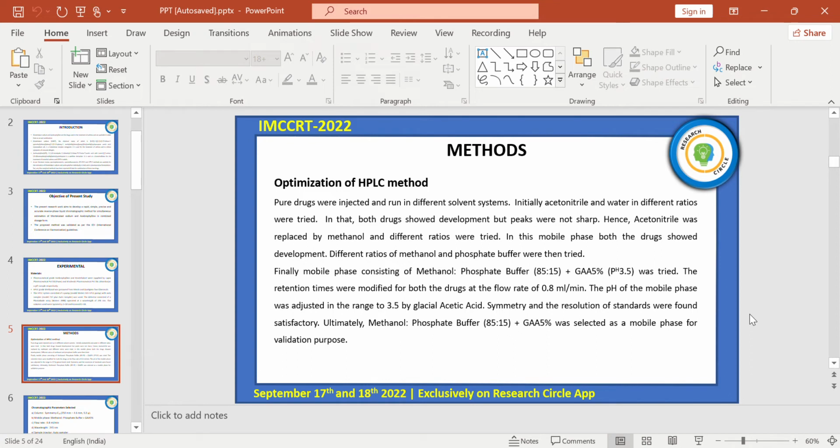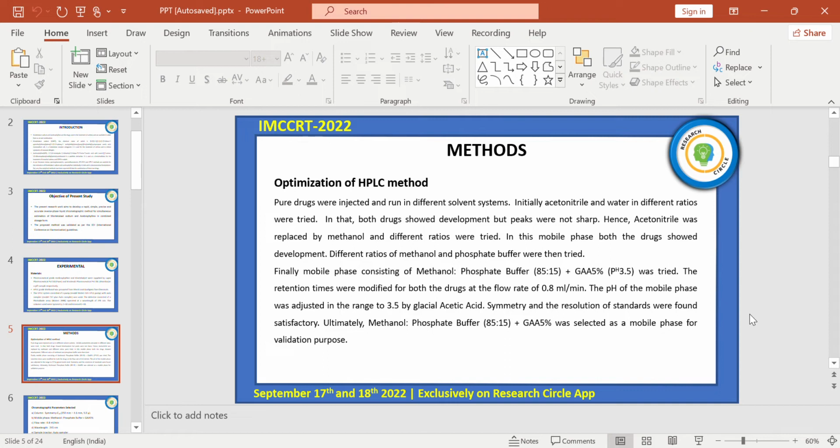Now moving to our methods, the first step was optimization of the HPLC method, where the pure drugs, Montelukast and Acebrophylline, were injected and run in different solvent systems. Initially, acetonitrile and water in different ratios were tried. In these solvents, both drugs showed development, but peaks were not sharp. That's why acetonitrile was replaced by methanol and different ratios were again tried. In this mobile phase, both drugs showed development.